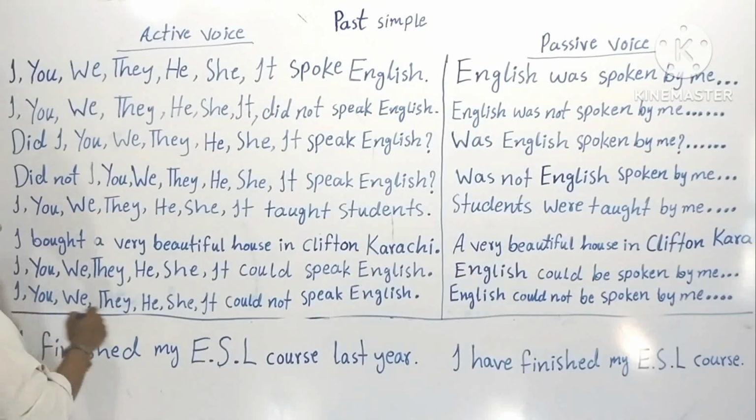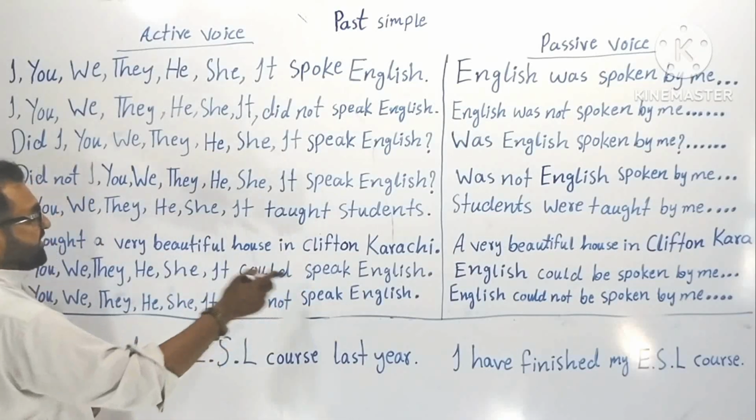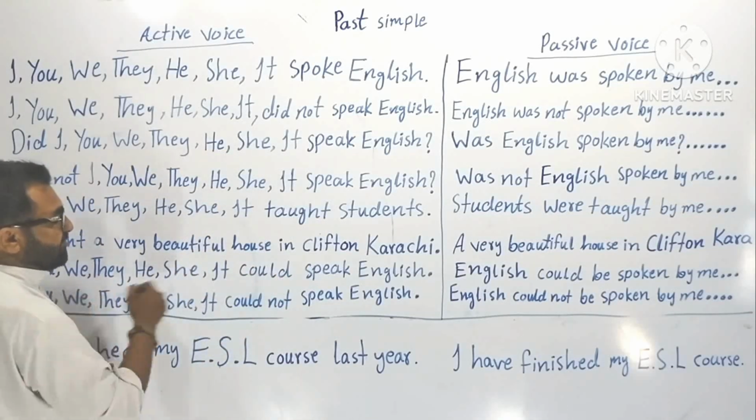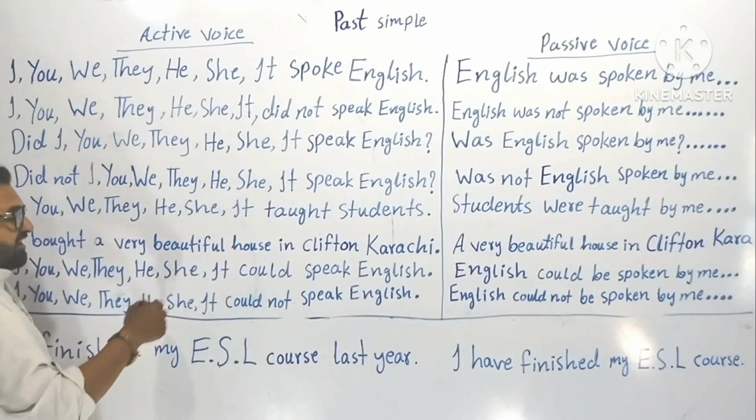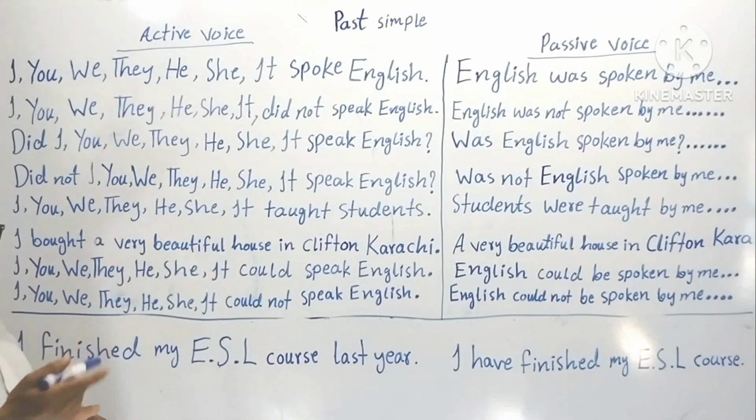Now let's take one subject and use a different modal verb with it. I could not speak English, I should not speak English, I might not speak English, I must not speak English, I would not speak English, I should not speak English, and many more.